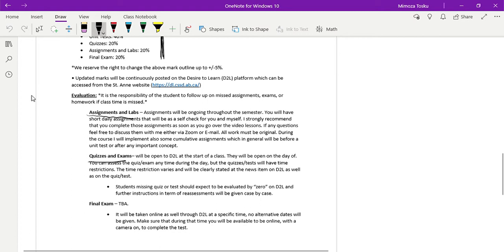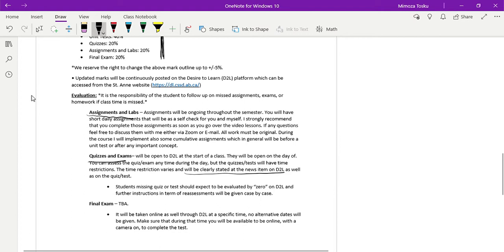There will be plenty of time that you will have available. And if you have to think of 1 or 2 challenging questions there, there still will be enough time for you to actually make it work. Time restrictions will vary from one quiz to the other, from one exam to the other, and they will be clearly stated on the news items or D2L, as well as very visible on the quiz and on the test.